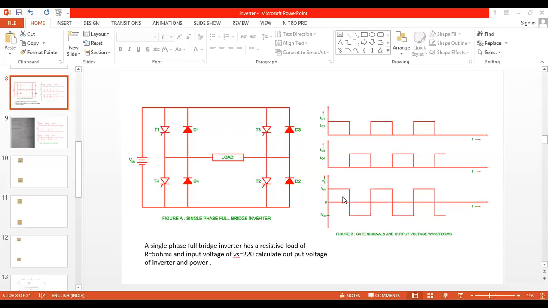And why are you getting the shape of the pulse here? When T1, T2 are on, one pulse is generated. When T3 and T4 are on, another pulse is generated in the opposite direction. Therefore, it is nothing but a square waveform. So this is the waveform we are getting. We convert this waveform to the sine wave. That is called the modified sine wave.